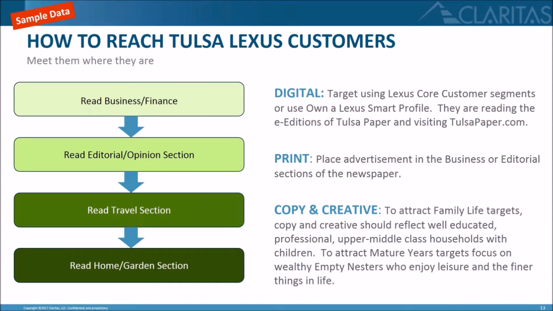The last portion here is the copy and creative. In this part, we want to speak to the advertiser's core customer groups and use the information from the understand portion of the analysis to inform the copy and creative of the advertisement and customize it so it resonates with each respective customer group. In this case, from the family life target, we would want our messaging to focus on well-educated professionals that have children. We also have our mature years, and so for that portion, we wanted to make sure that we're tailoring our creative to resonate with empty nesters who enjoy leisure and the finer things in life.